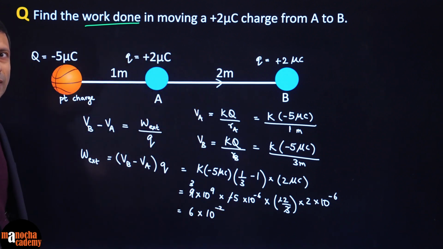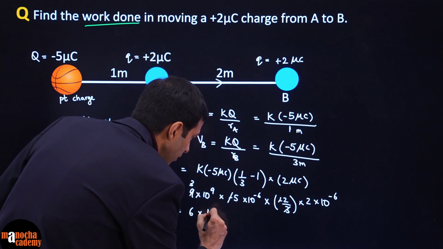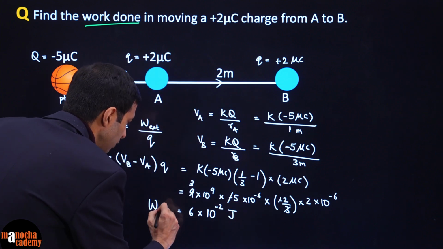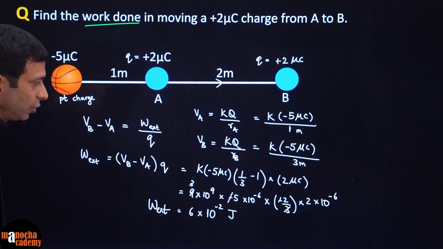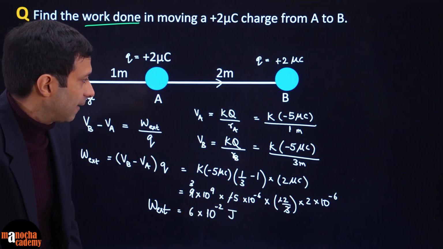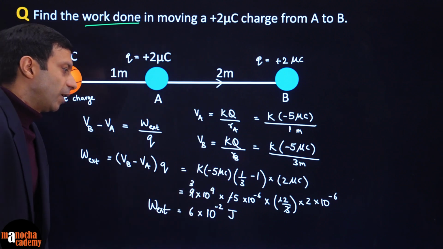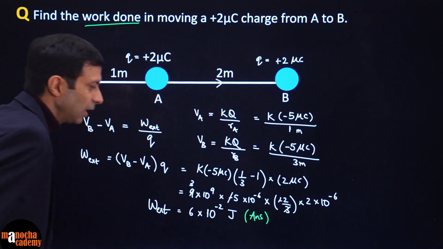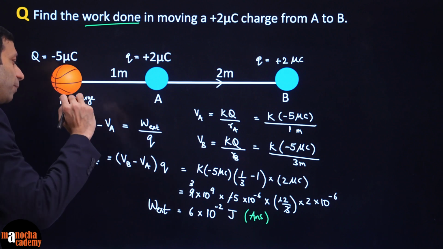And finally, we have to find the work done. Work done, the units will be joules. So this is 10 to the power minus 2 joule. This is finally the work done by the external agent. So check, guys. So 3 times 2 is 6. And yeah, I think that looks okay. 10 to the power minus 6 times 10 to the power minus 2 joules. That's the answer.